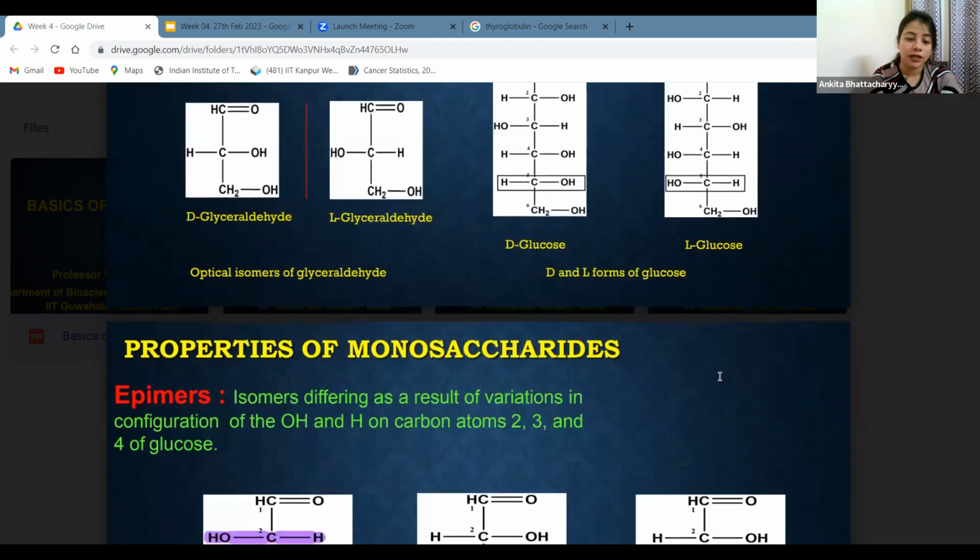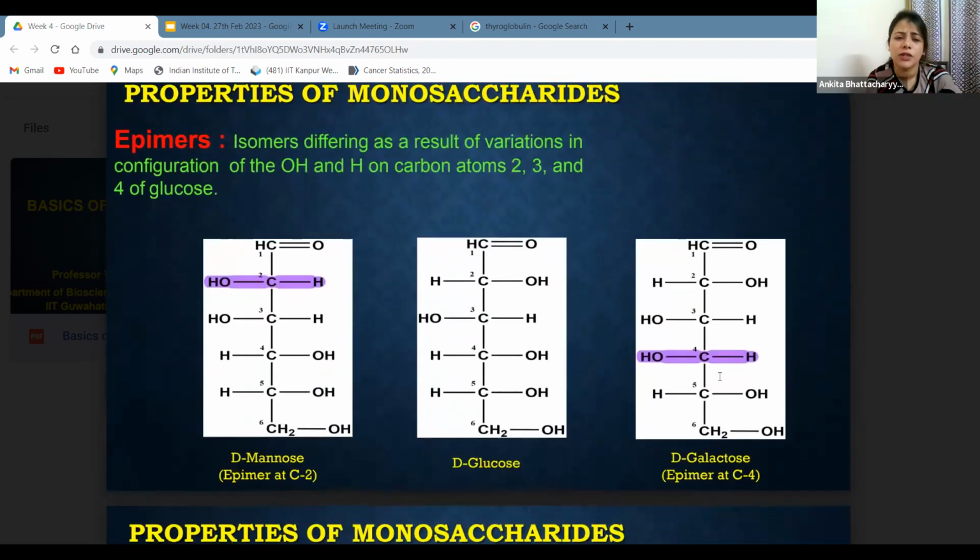So that's what we see here. And next we come to, so we are talking about, as already discussed, several different ways of classifying sugars, particularly monosaccharides. The first was with respect to optical activities, levorotatory and dextrorotatory, then the L and D forms. Now we are looking at epimers.